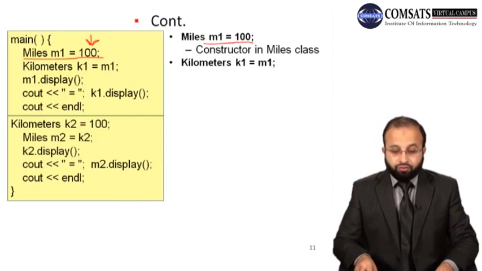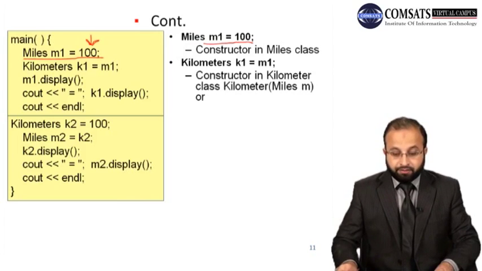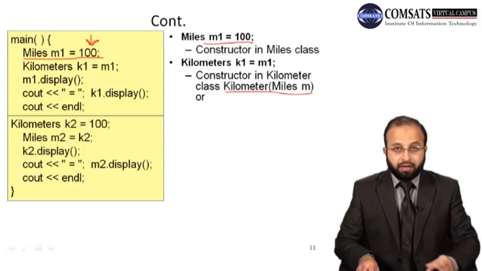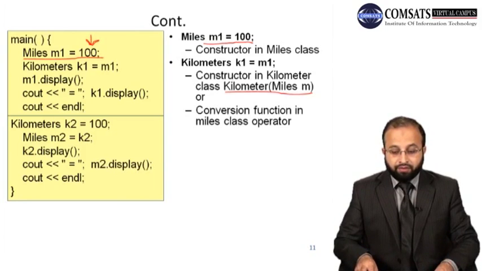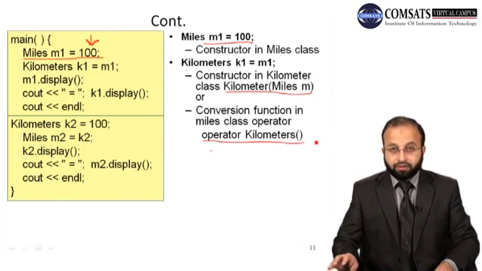So we can have two options here. The first option is that we can have a constructor in the kilometer class, that is constructor kilometer(miles m). Because we do not have such a constructor in the kilometer class, the other option left is the conversion function. So we can have a conversion function in the miles class, that is operator kilometer. We should have this conversion function.